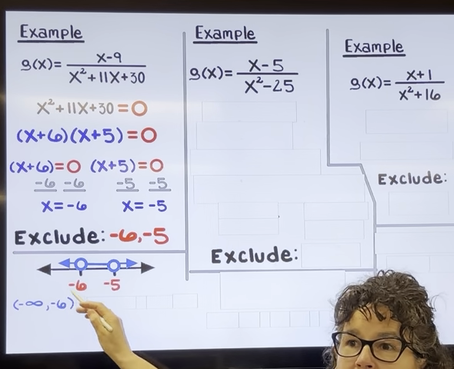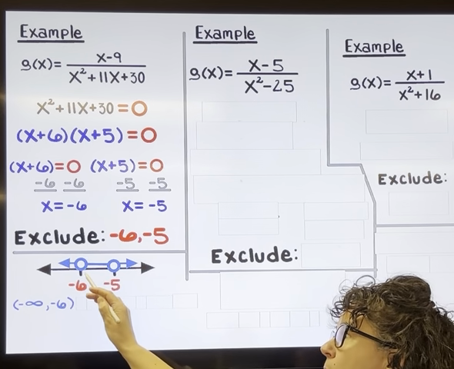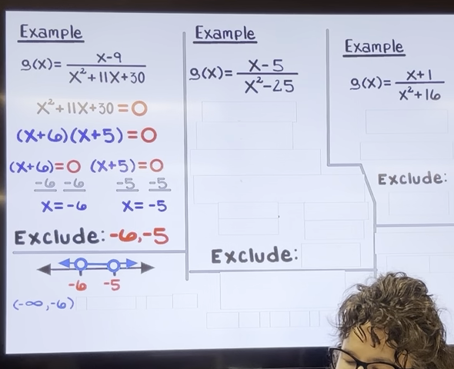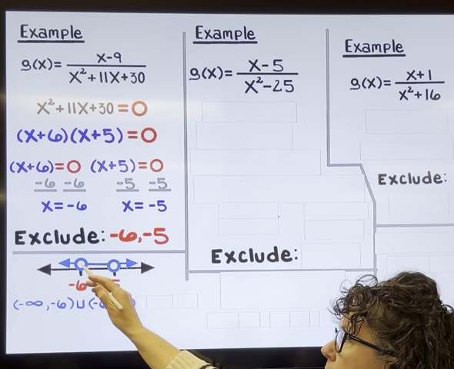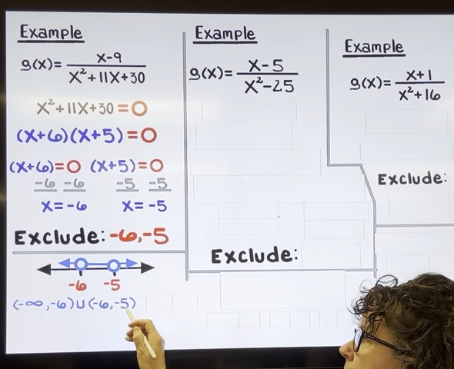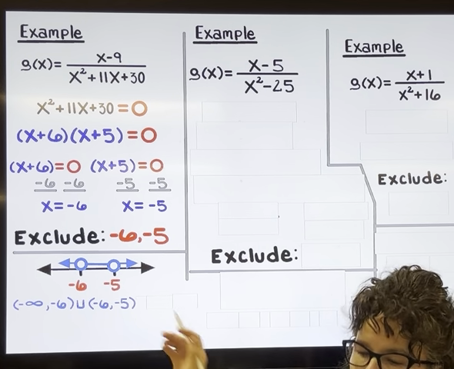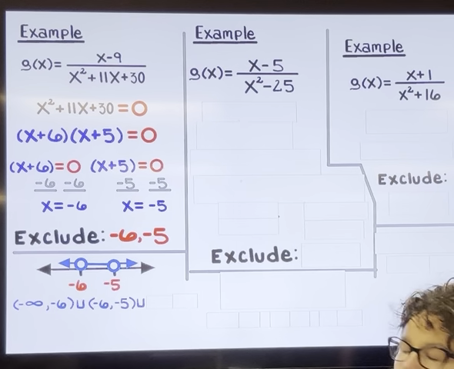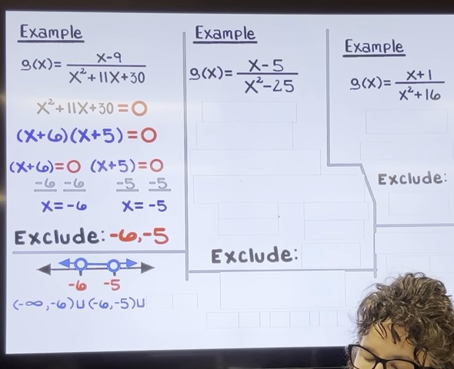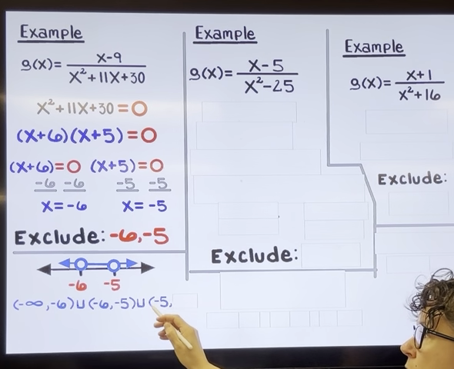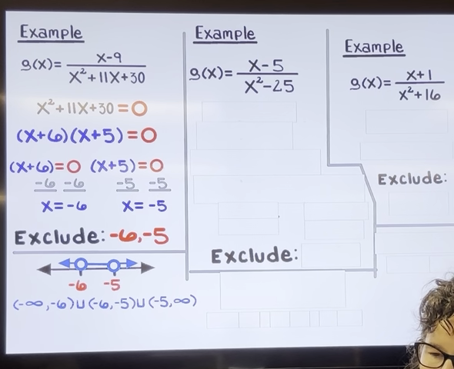A parenthesis leaves out the negative 6. But I'm going to pick right back up just to the right of negative 6. So I'm going to say union. And then I have parenthesis, because I'm still leaving out the negative 6, until I get to negative 5. At the number negative 5, I want to leave that out. So parenthesis, union. Then I'm going to pick right back up after negative 5, but leaving out negative 5. So parenthesis, negative 5, forever to the right, which is infinity.